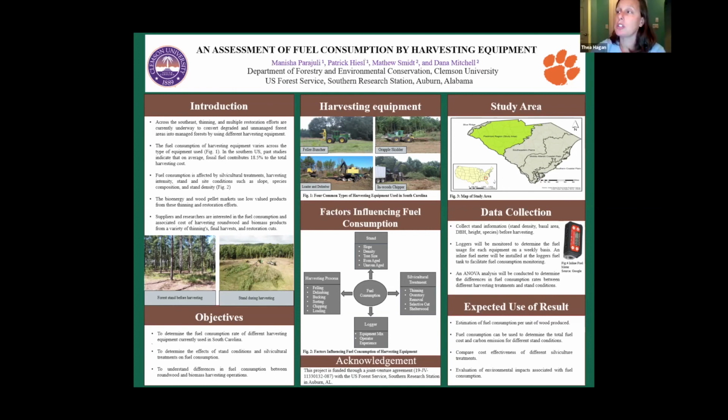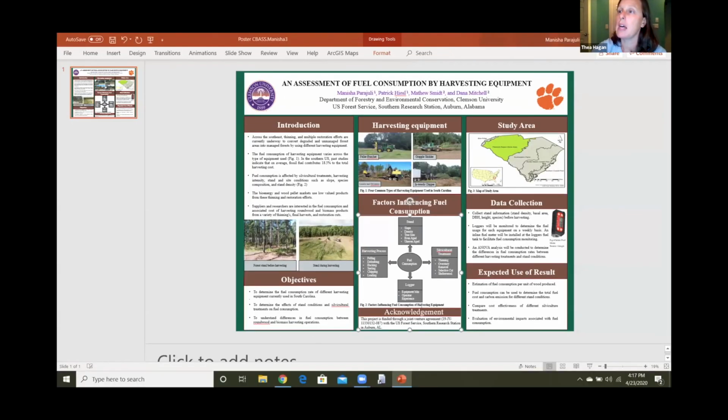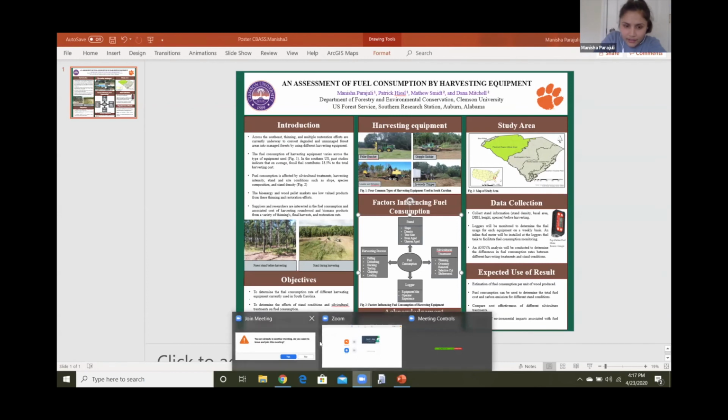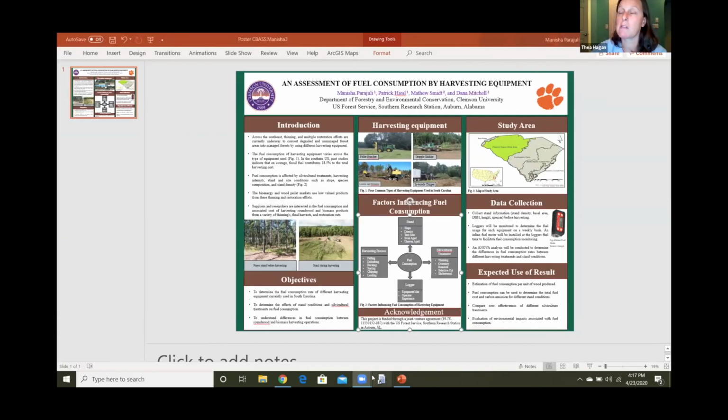You have another question, Manisha, from Lily in the chat box. It says, do some harvesting methods take longer per amount of wood than others, or are they similar? Maybe methods that take longer have higher fuel consumption.